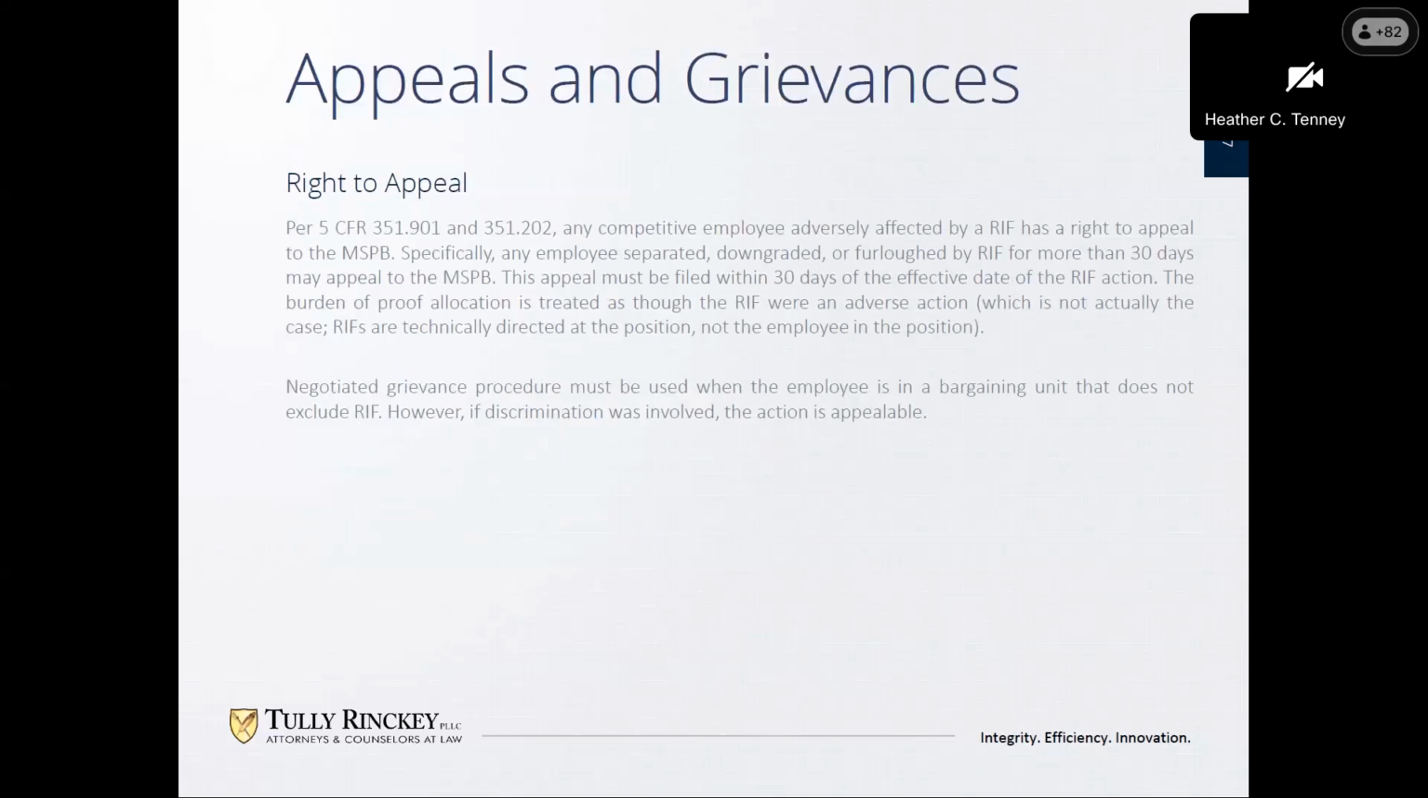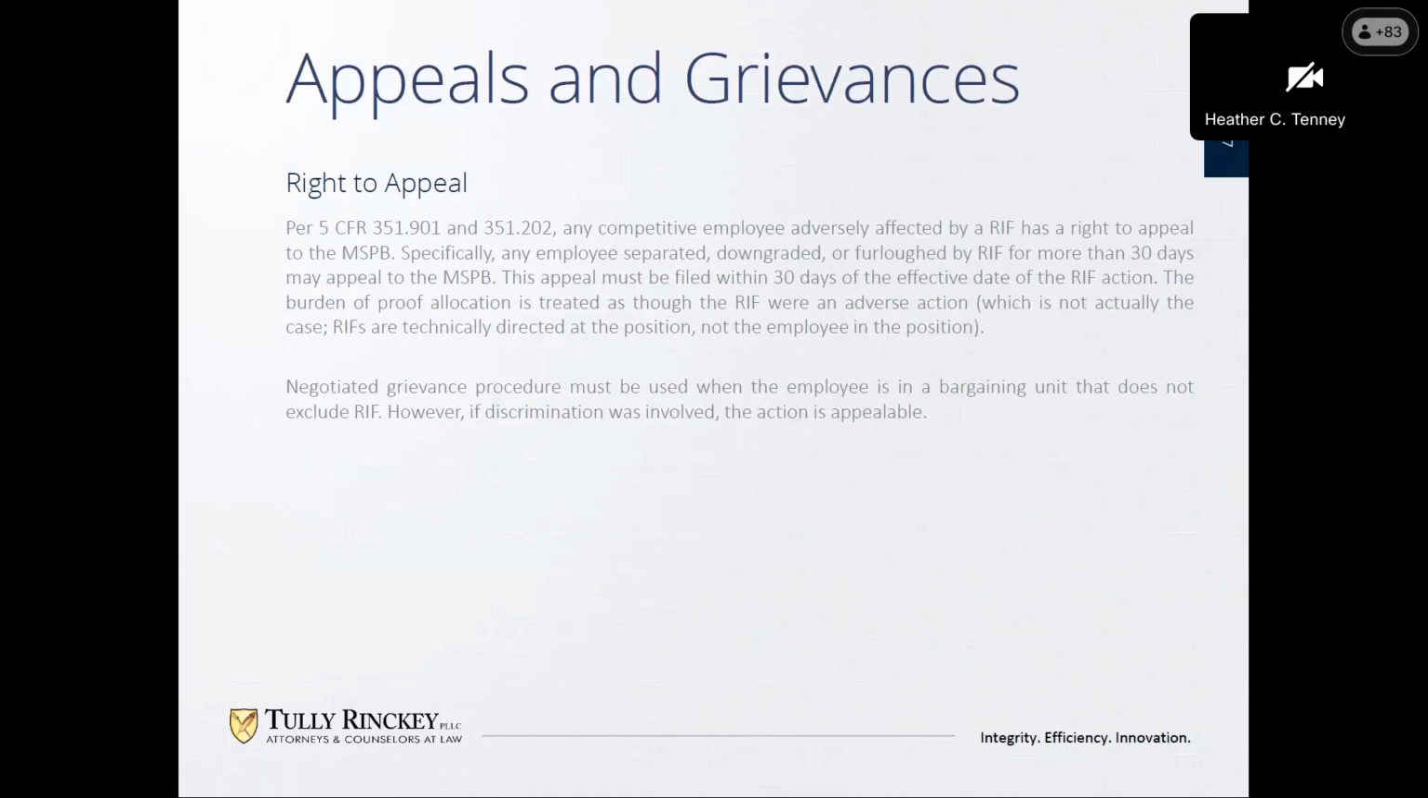So we talked about all these things that the agency is supposed to do or how these processes are supposed to work, but particularly right now, there may be some issues as to how they were done. So there are rights to appeal. Per the CFR, any competitive employee adversely affected by a RIF has the right to appeal to the MSPB. Specifically, an employee separated, downgraded, or furloughed by RIF for more than 30 days may appeal to the MSPB. The appeal must be filed 30 days from the effective date of the RIF action, not 30 days from the notice, 30 days from the effective date.